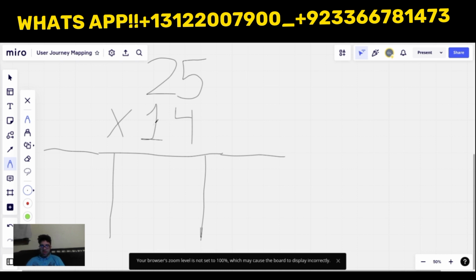Then, after that, I'm going to cross multiply these 2 numbers. I'm going to cross multiply 1 times 5 and 2 times 4 and add those together. I'm going to put that answer here in the middle bracket. And then I'm going to multiply 2 times 1. And then I'm going to put that number here in the left bracket. And then I'm going to add those numbers together to get the proper and full answer for 25 times 14. So let's begin. 5 times 4, that gives me 20.